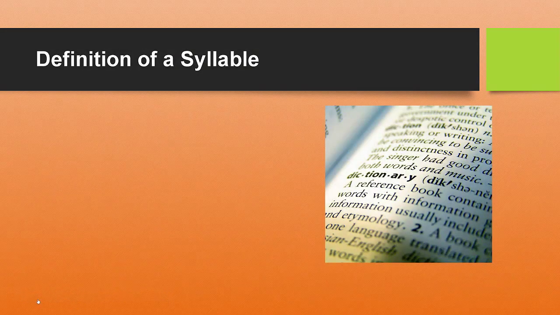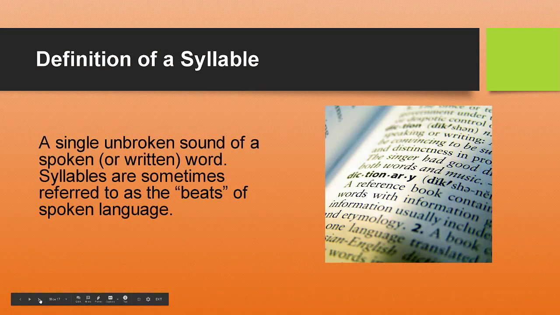Another definition of a syllable. A single unbroken sound of a word or written word. Syllables are sometimes referred to as the beats of spoken language. This is our more formal dictionary definition. And when we think of the beats of spoken language, often think about what you hear in terms of poetry. Poetry often has beats within the syllables and has a number of syllables per line, for example.